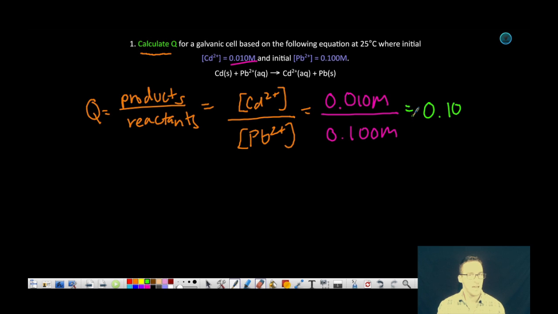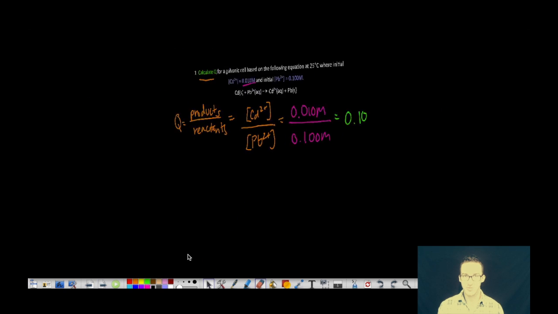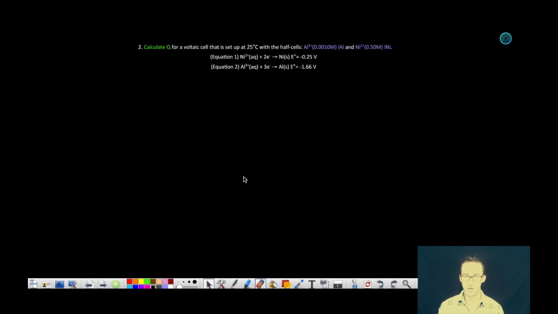And that's all I want you to do at this point, is just recognize how to calculate the reaction quotient. We're going to come back in a couple of minutes here and talk about how that applies to some more in-depth electrochemistry. But this is how you calculate reaction quotient. Just products over reactants, boom, one and done. Let's move on to question number 2. It gets a little more complex.